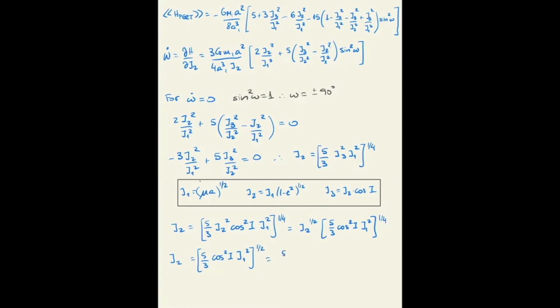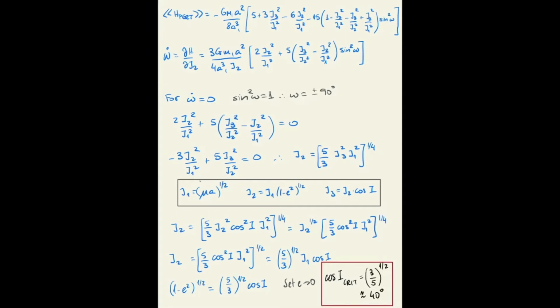So this is then the square root of 5/3 J1 times cosine of I. Substitute now J2 as its dependence on J1. You get rid of the J1 on both sides. So if you start from an orbit of 0 eccentricity, this defines a critical inclination. Set the eccentricity to 0, and then you have a critical cosine, which is the square root of 3/5. That gives you roughly 40 degrees. This gives the critical angle to excite Kozai-Lidov oscillations.